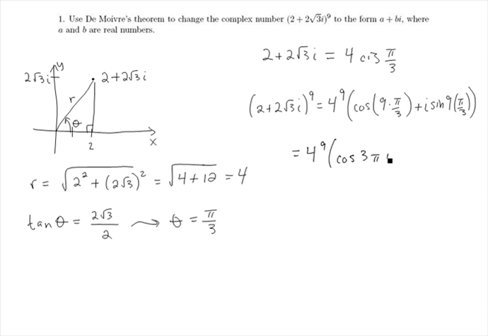of 3 pi. And that can be reduced because cosine of 3 pi, if you go around pi and then another pi radians, you get to an x value of minus 1. And then sine of any integer multiple of pi is 0. So the answer is negative 4 to the ninth power.